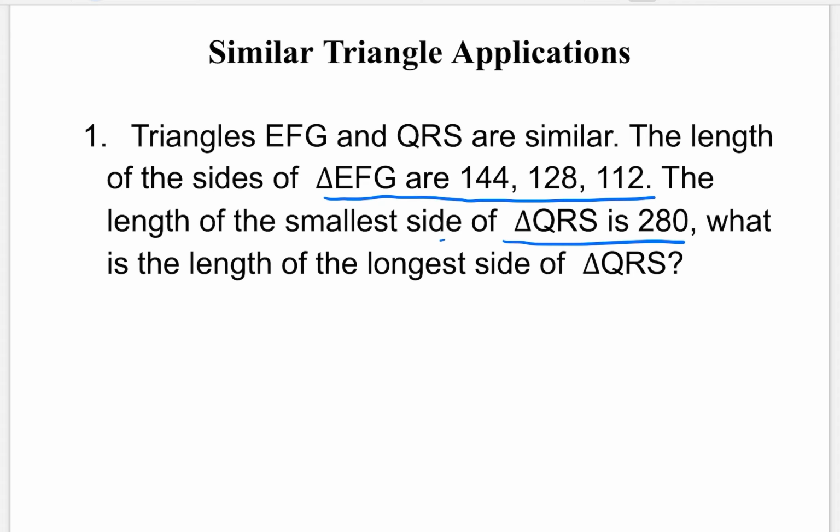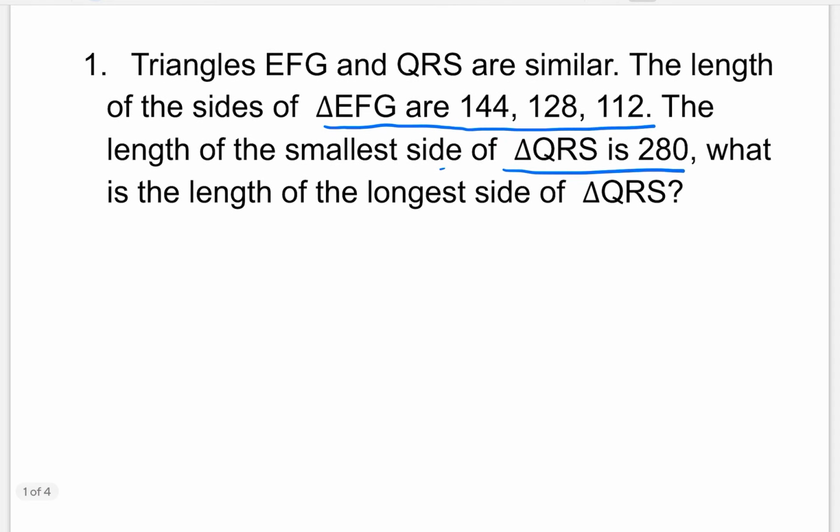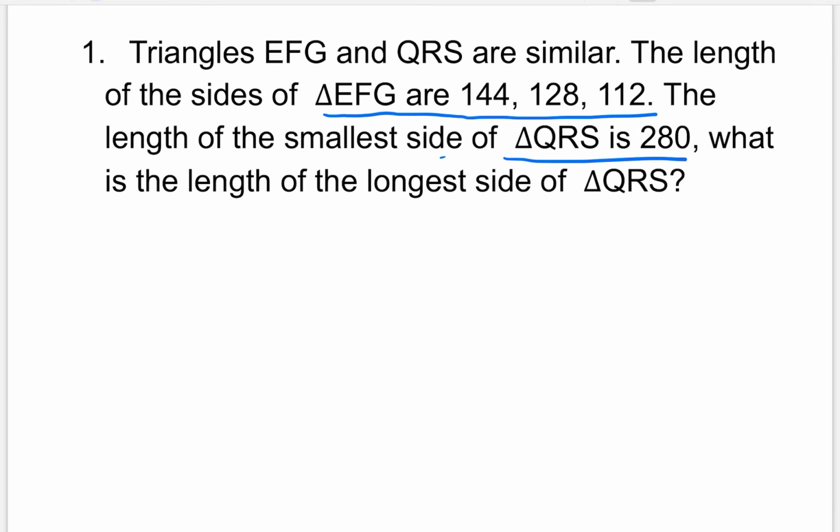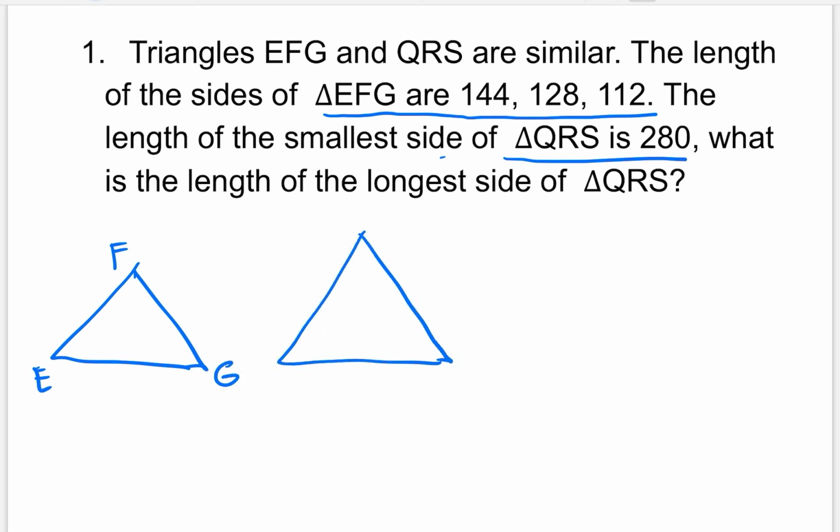So for us to, this problem is too wordy, so let us draw a diagram to help us set up our proportion. So we're going to start with triangle EFG. Then the other triangle is QRS, and let's label the measurements of triangle EFG. We've got 144, 128, and 112.